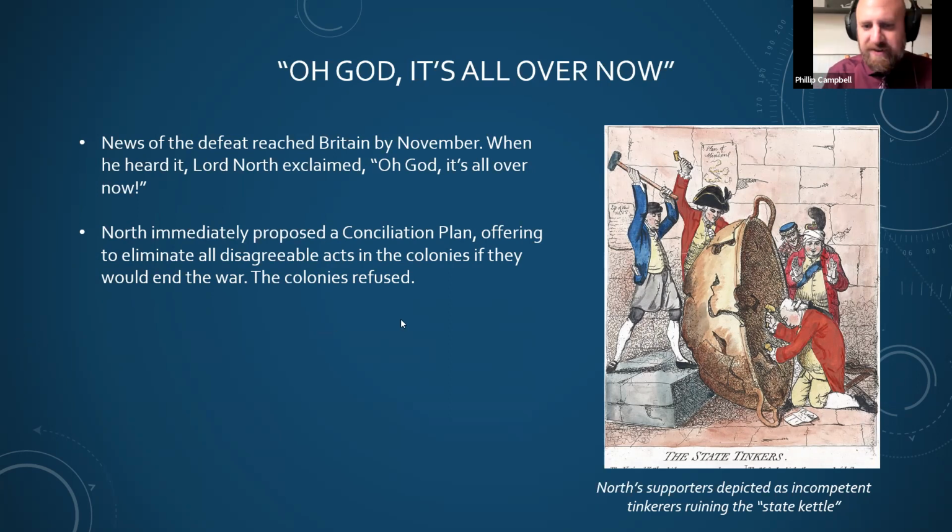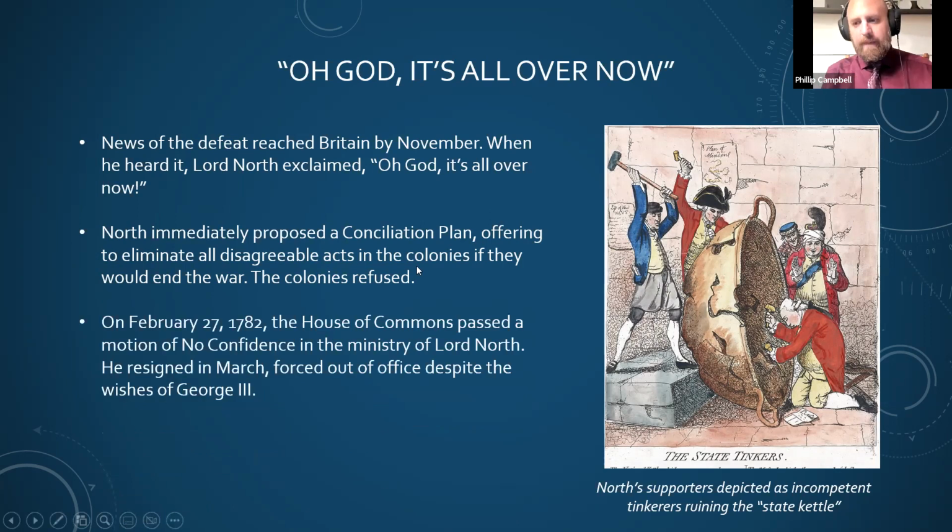But the colonies refused because now they knew that the British were ready to talk. On February 27th, 1782, the House of Commons passed a motion of no confidence in the ministry of Lord North, and he resigned in March, forced out of office.